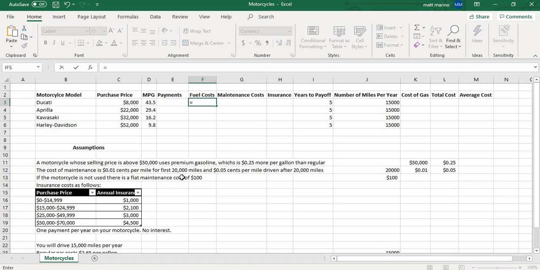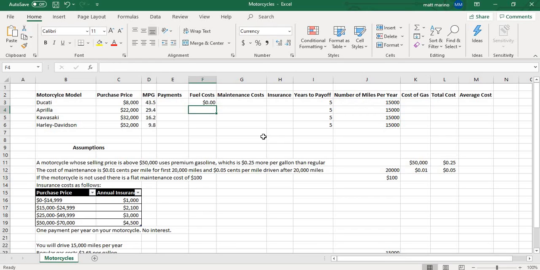Fuel costs. How would we understand how to calculate fuel costs? First, we need to utilize our miles per year. Then, we need to multiply that by our cost of gas, which at this point we have not yet determined, but it is fairly easy to determine our cost of gas. We then need to divide this by our miles per gallon, which is already provided for you in column D.